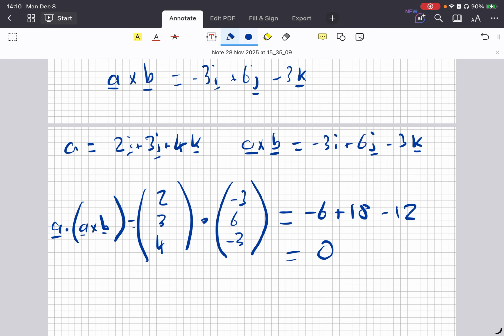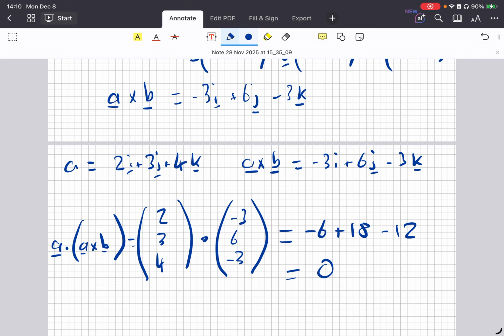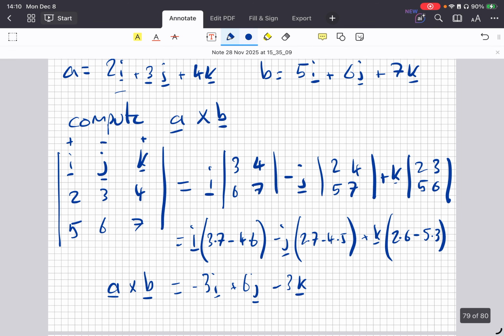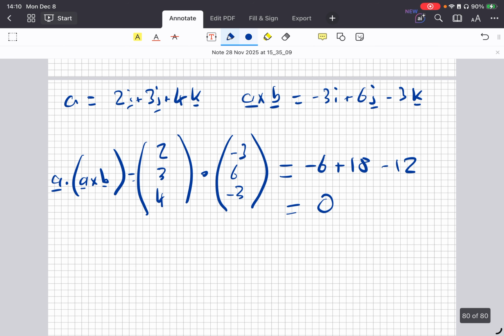So what we verified then is that this A vector here and the vector represented by A cross B are indeed perpendicular. And we could do the same thing for the vector B, just to verify that this is also perpendicular to this vector. That's the point of the cross product, it gives us some vector which is perpendicular to the two vectors that we started with.